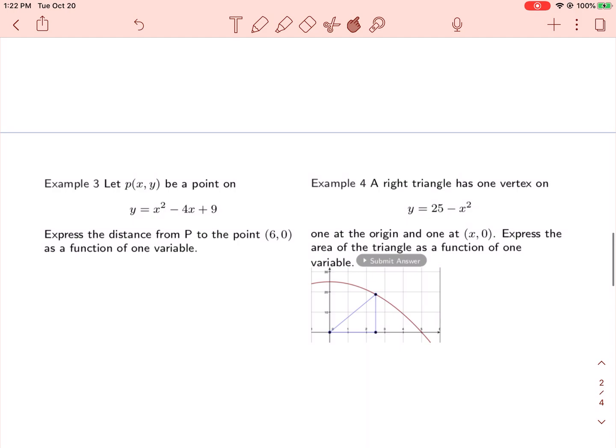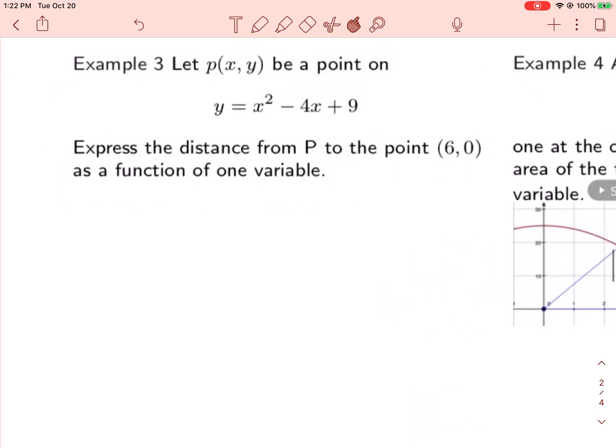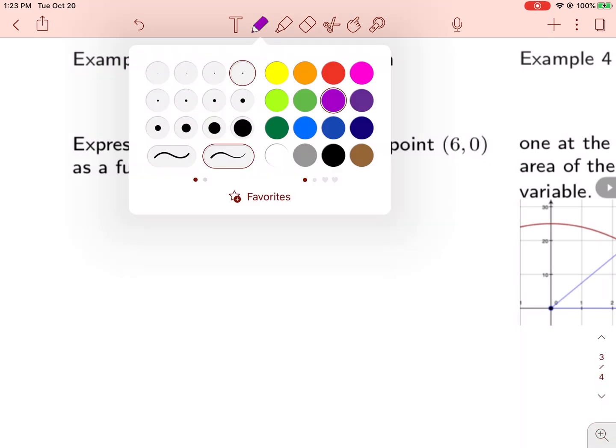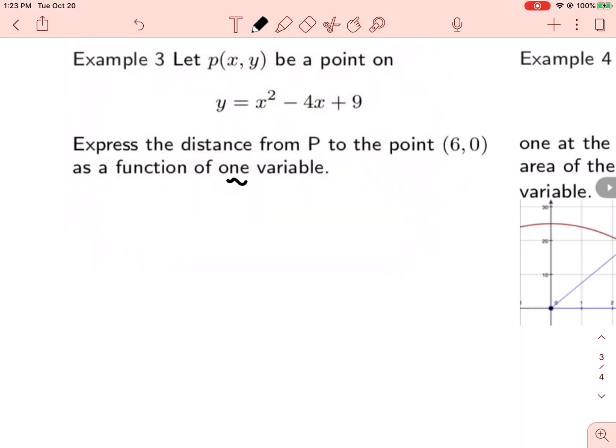Number 3, let P of x be a point on the parabola y equals x squared minus 4x plus 9. Express the distance from P to the point 0, 6 as a function of one variable. Okay, let's be specific. It just wants one. So it doesn't even tell us what variable it has to be, but as long as it's made of one, I'm good to go. Now, for me, as always, let's draw my picture.